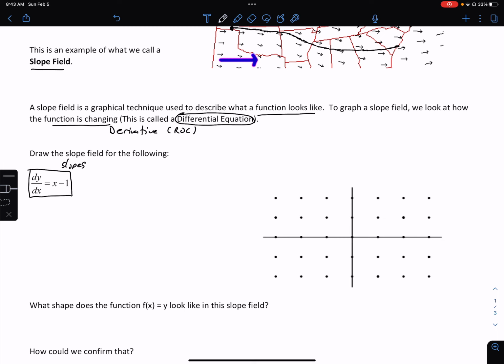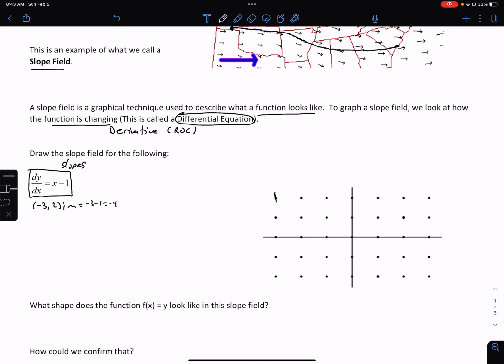For example, let's say I pick the point (-3, 2). I want to find the slope at this point right here. I can do that by plugging in my x value. It says just negative 3 minus 1, and that's just negative 4. So let me erase that little part right there, and we can draw a slope of negative 4.